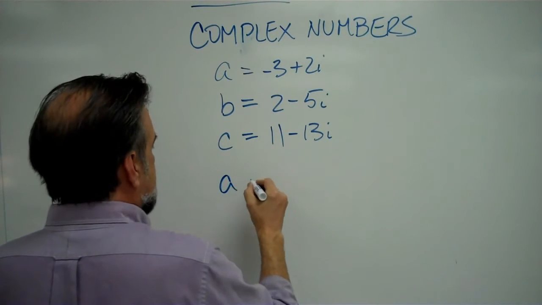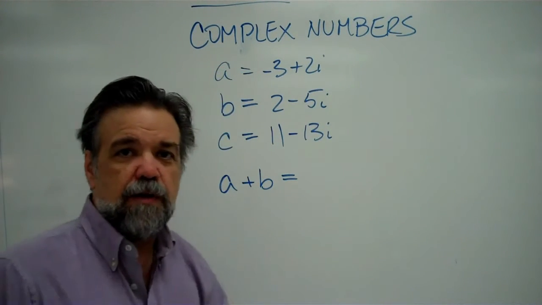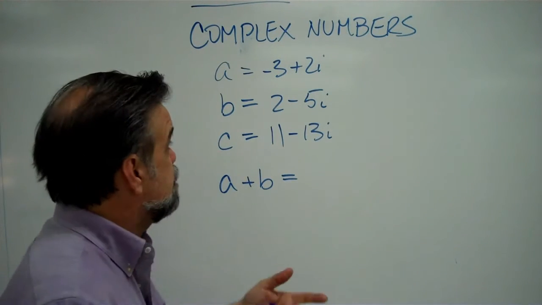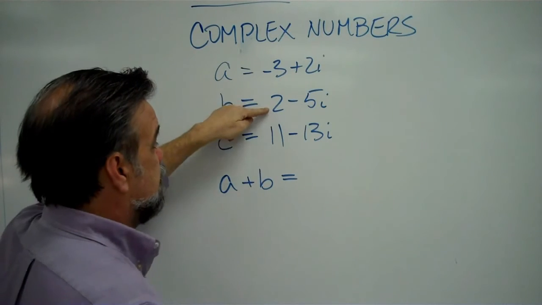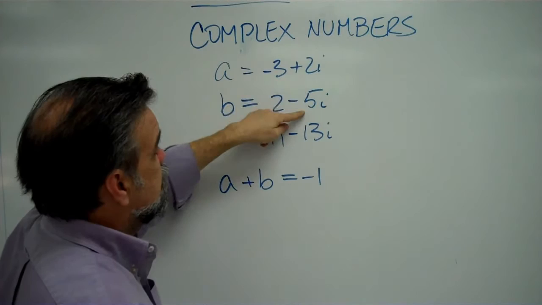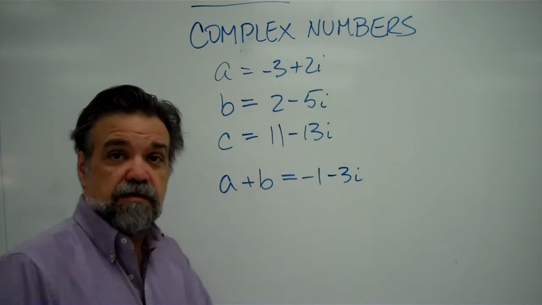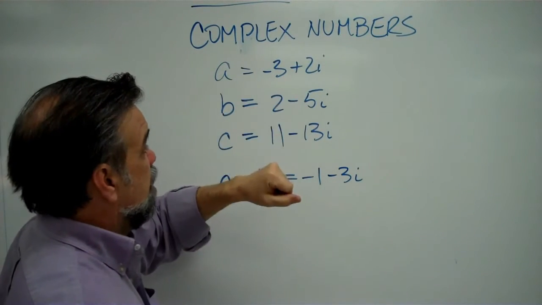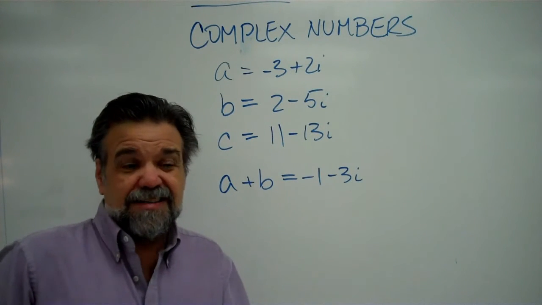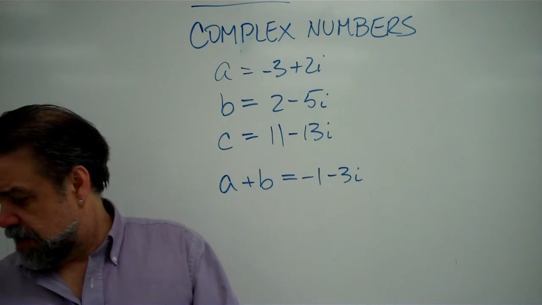Well, if I take A plus B, if I take this number plus this number, how would I add those? Well, you do it the way you would imagine that you do it. That is, you add up your real part, negative 3 plus 2, that gets you negative 1. And you add up your imaginary part, positive 2 plus negative 5, which is negative 3i. And there's your answer, okay? So negative 3 plus 2i plus 2 minus 5i gets you negative 1 minus 3i. It's kind of like combining like terms. Okay, it's that simple.